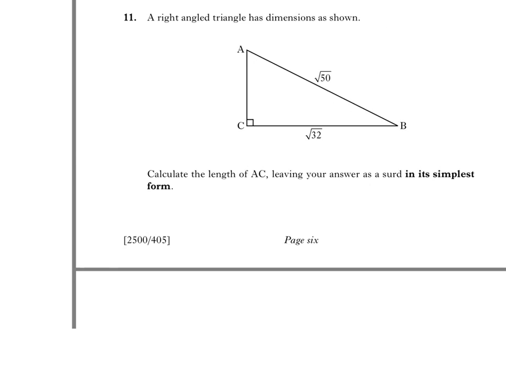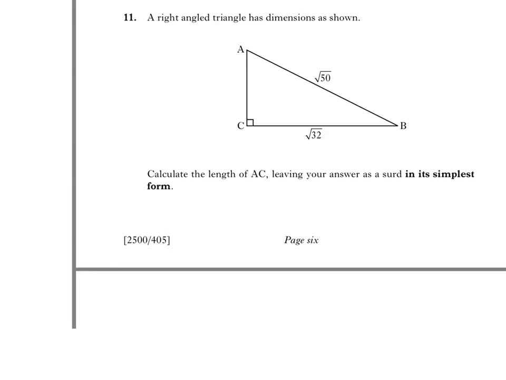Okay, section 27, question 4. A right angled triangle has dimensions as shown. So AB is equal to root 50, BC is equal to root 32. Calculate the length of AC, leaving your answer as a surd in the simplest form. So it's Pythagoras again for a shorter side.